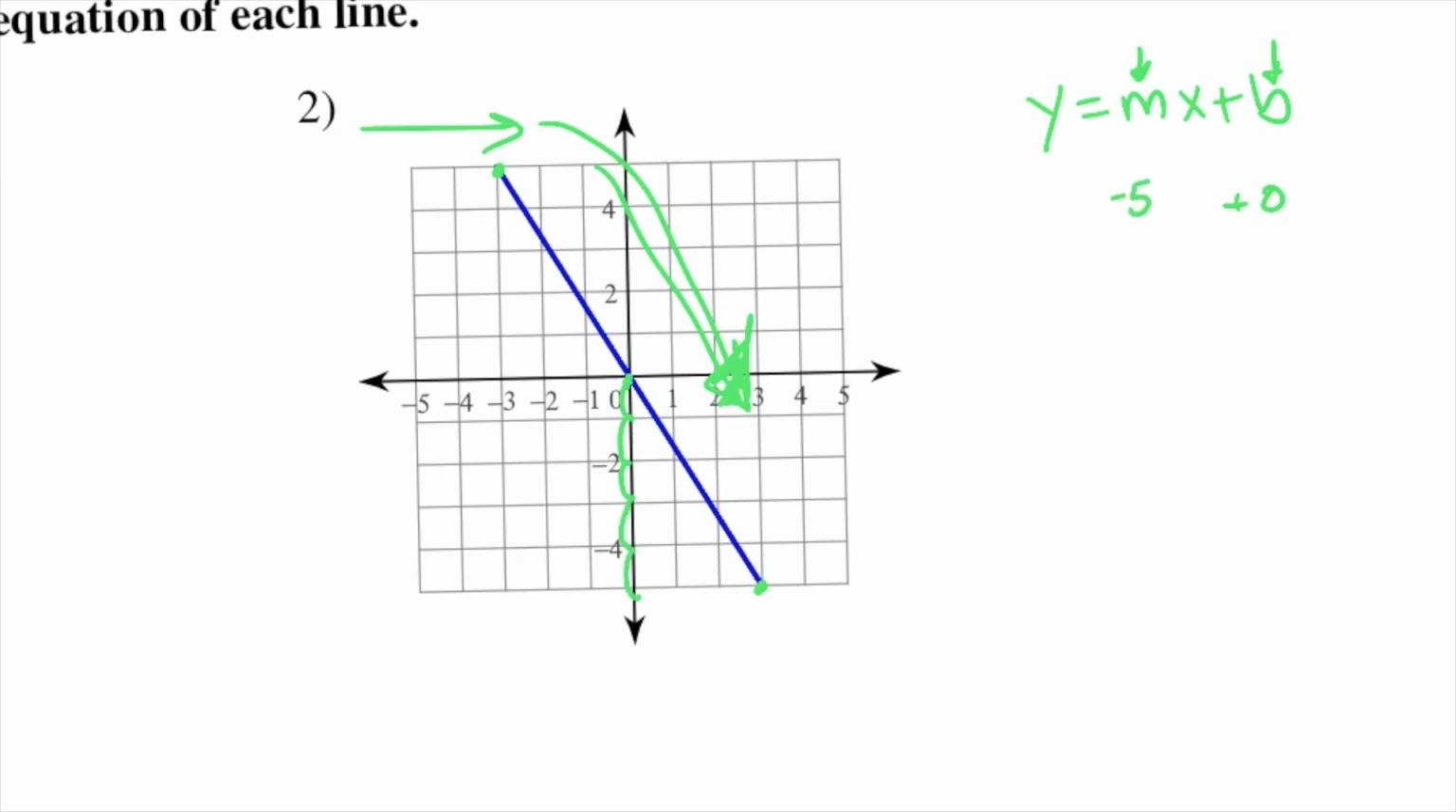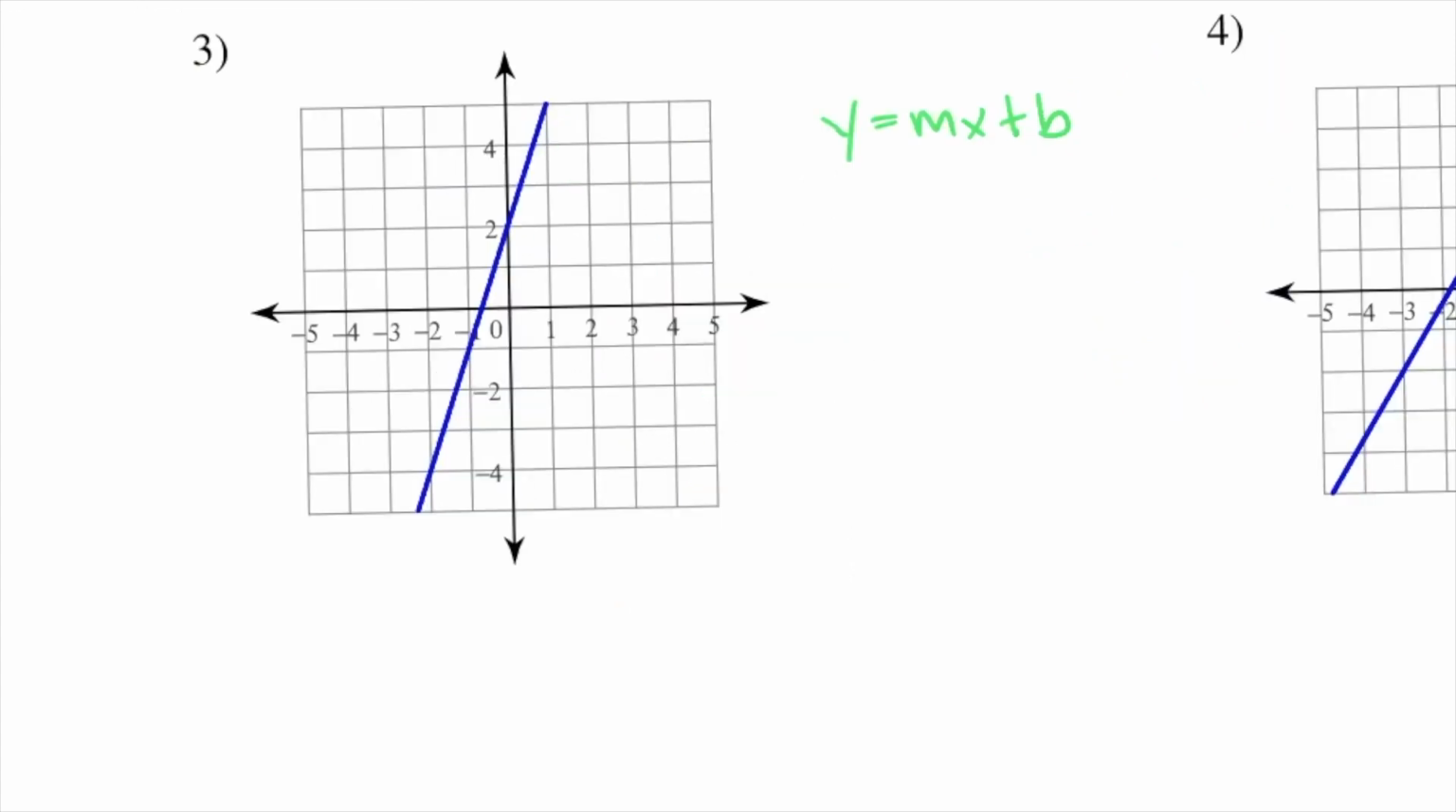So down 5 over 1, 2, 3. Negative 5 over 3x. Y is equal to negative 5 over 3x plus 0, but we don't have to write the plus 0. We'll just write y is equal to negative 5 over 3x. So down 5, positive 3x. This is the steepness of your line. That's your slope. I hope that makes sense.